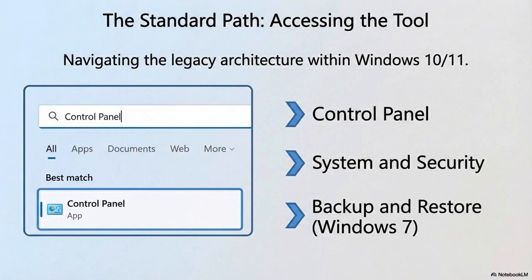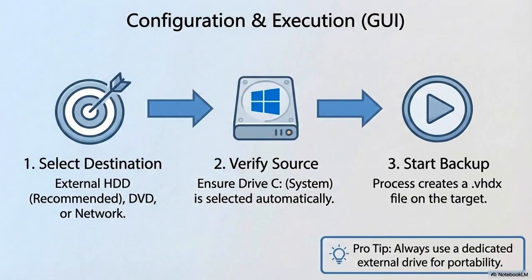Pretty much. Microsoft has moved on to cloud backups like OneDrive for your files. So they stopped polishing the interface for system backups, but the engine underneath is still solid. So to get there, you hit the Windows key, search for control panel, ignoring all the modern settings suggestions. Right. Find that Windows 7 link.